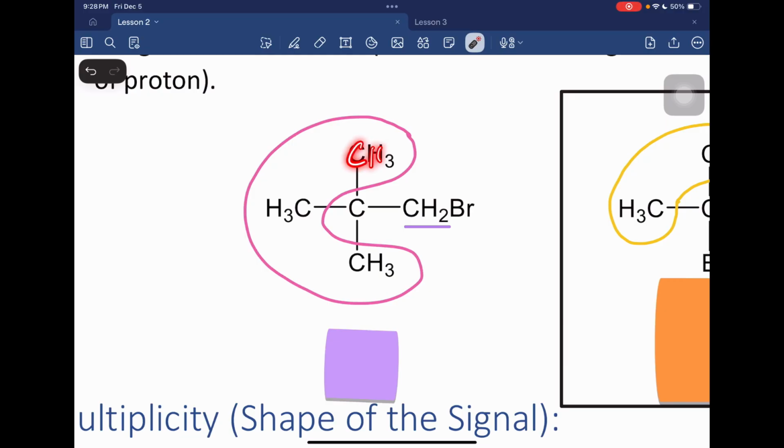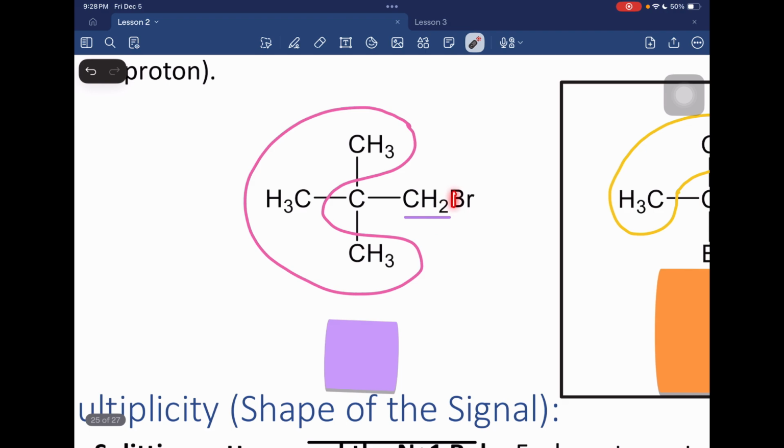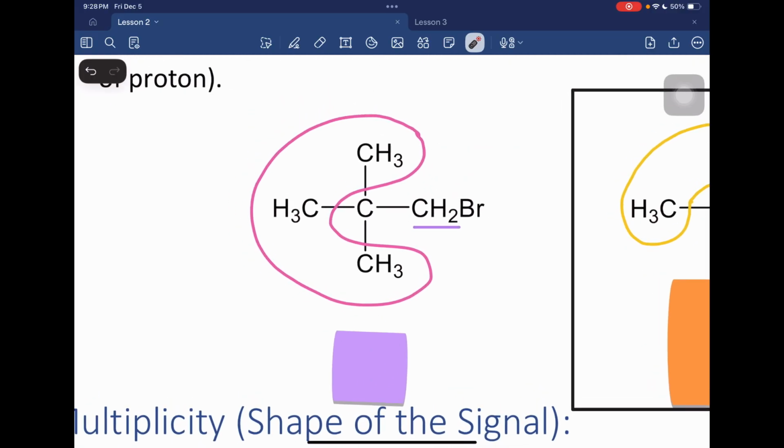So CH3, the reason CH2 isn't included is because it's chemically totally different. And even if it was CH3, it still wouldn't be the same because it has that bromine attached to it. So this would be all together, okay? That's one signal. This is the second signal, okay? So then we want the ratio.